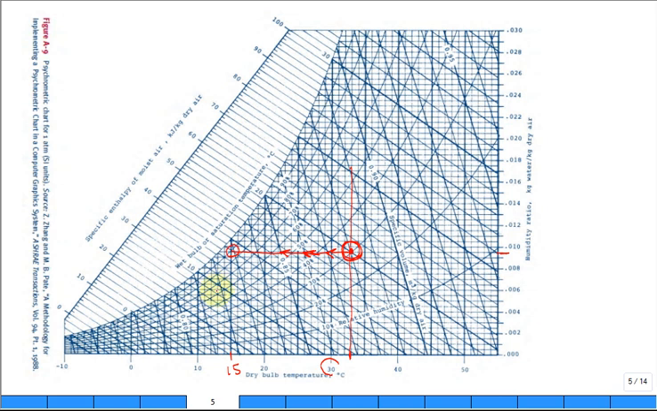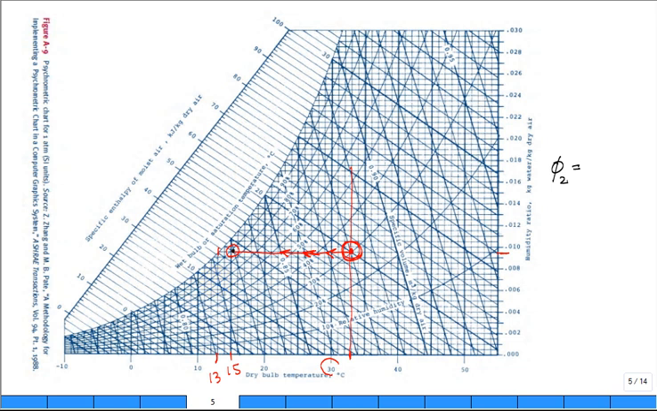It looks like you would have to cool it all the way to 13 degrees C before it would start to condense. Hence, that mixture at 33 C and 30% relative humidity has a dew point temperature of 13 degrees C. But we'll stop the cooling at 15, true? So what is the answer for part A? What is the relative humidity at the exit? This is the exit right there. What do you get off of your chart?